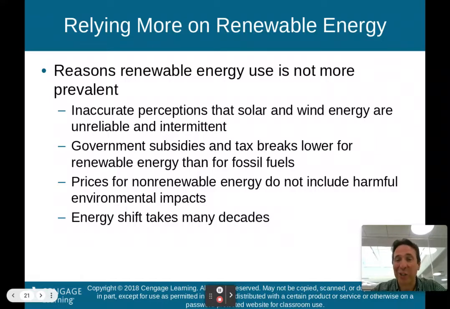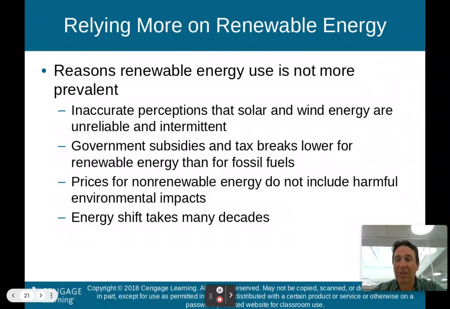You will have energy. Government subsidies and tax breaks are lower for renewable energy than for fossil fuels. Again, we talked about this. Right now, the government gives tax breaks to the coal and the oil and the gas companies more than they give to the solar and the wind energy companies, and we need to change that. Prices for non-renewable energy, again, do not include harmful environmental impacts, right? That's the full cost pricing.